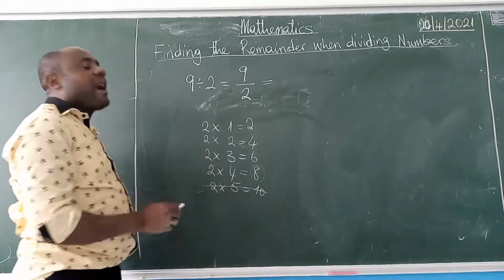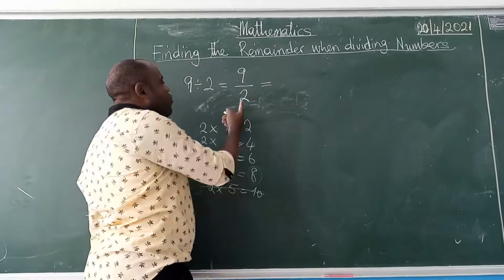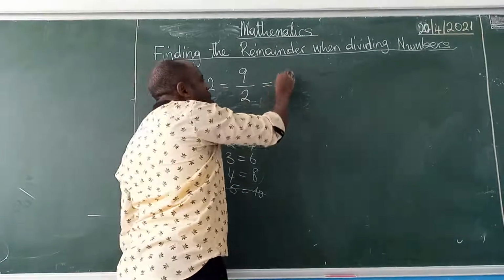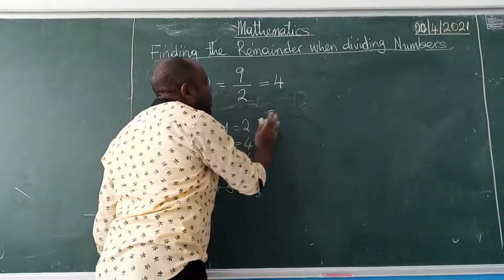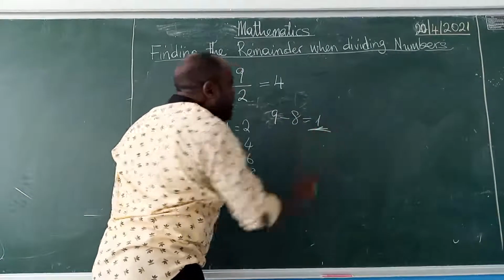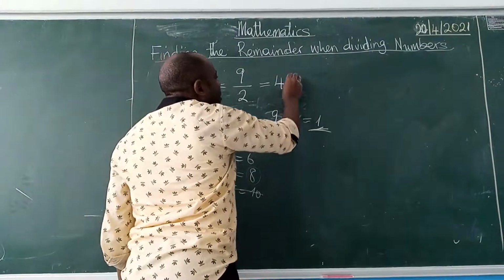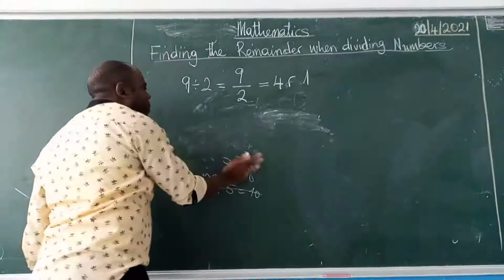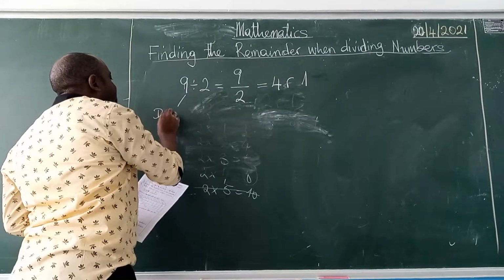So we now say which number can multiply 2 to have 8? We have 4. So 9 divided by 2, it shows that 2 can go into 9 4 times. And then 4 times 2 gives me 8. So we now say 9 take away 8 is 1, which is the remainder. It means that 9 divided by 2 is 4 remainder 1.